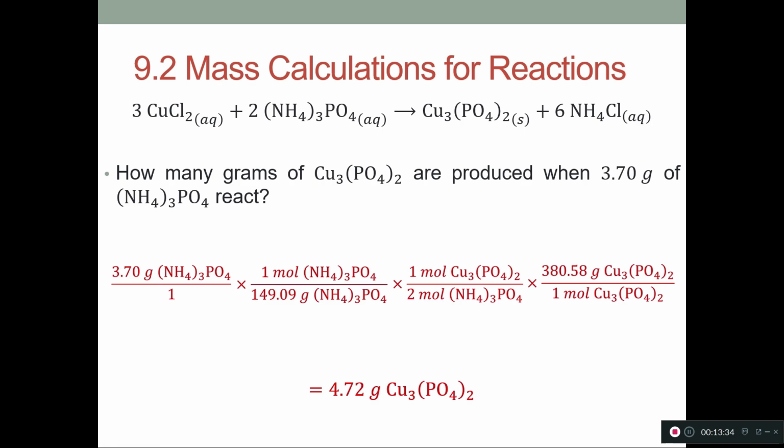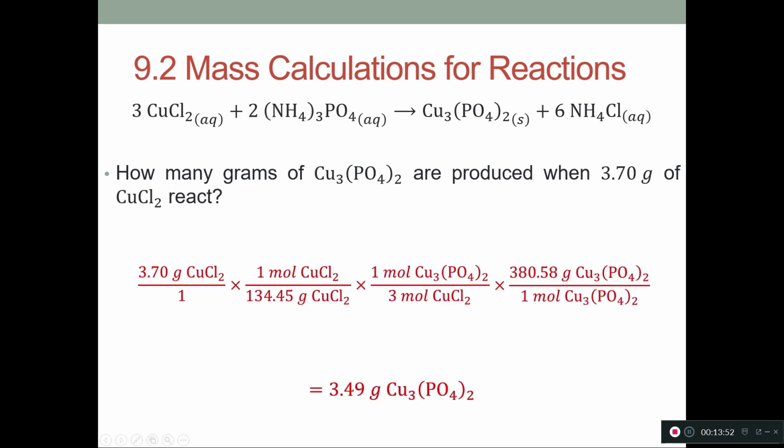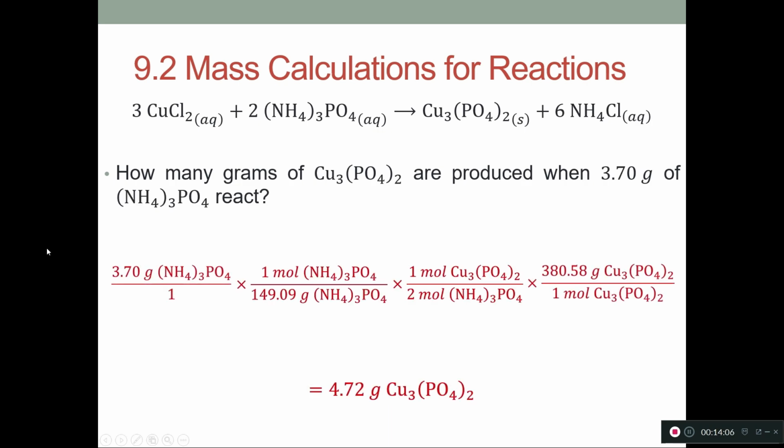And you'll notice that we get a different amount for each one of these. So we're using the same mass, but we're looking at it for the two different reactants. So if we use 3.70 grams of the ammonium phosphate, we would get 4.72 grams of the copper 2 phosphate. But we saw before that if instead we used 3.70 grams of the copper 2 chloride, we would only get 3.49 grams of the copper 2 phosphate. And we'll see in future videos that that is important, which one will give us fewer amounts of the product.